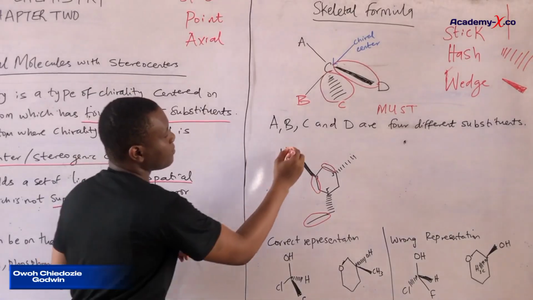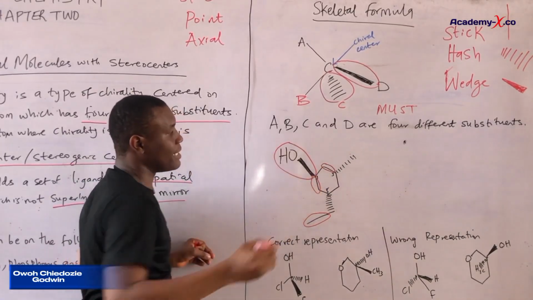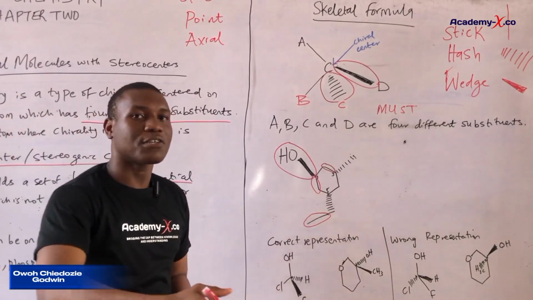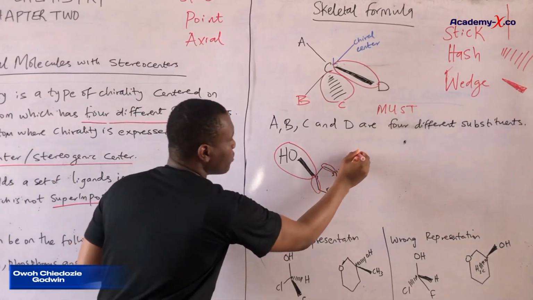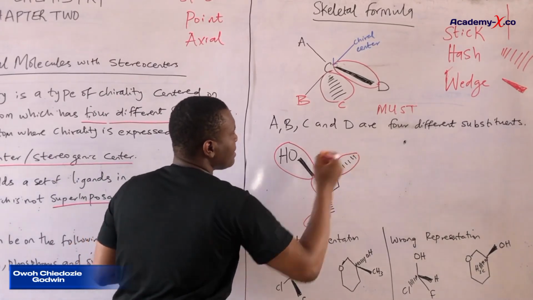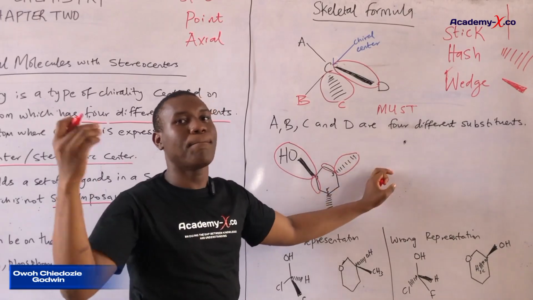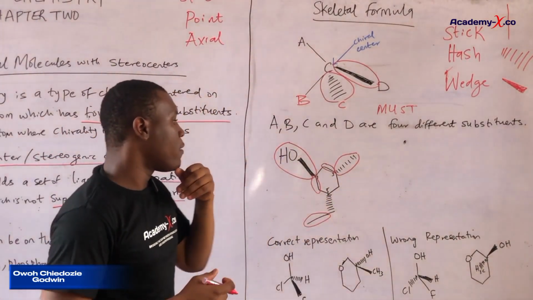Now, this particular bond is a wedge bond. So what does it mean? It means that it is directly in front of the plane we are drawing. And then this particular bond means that this particular substituent is directly at the back of the plane we are drawing the skeletal formula.